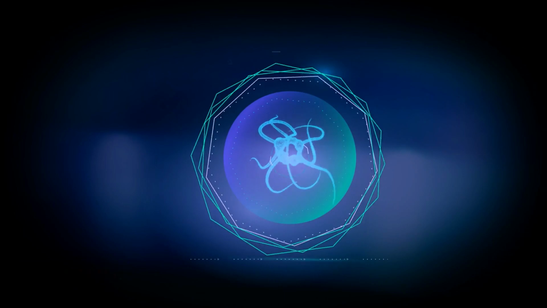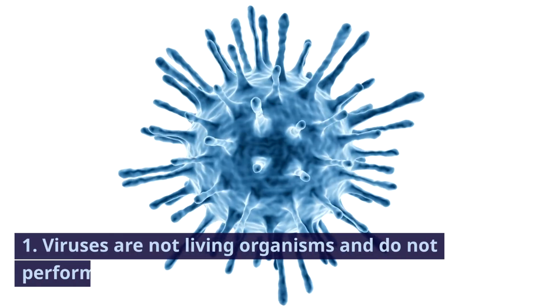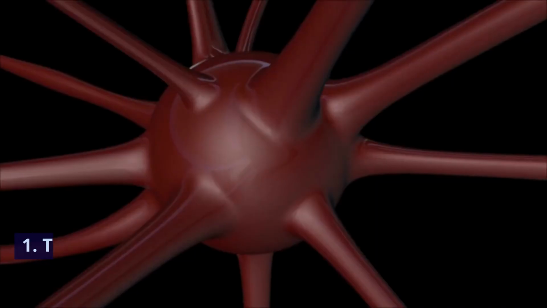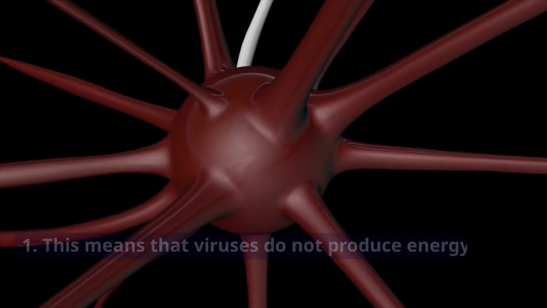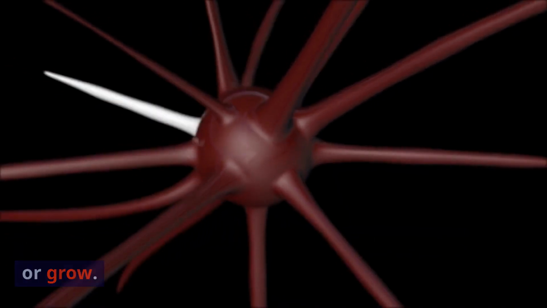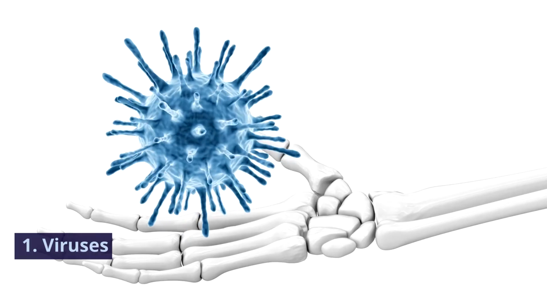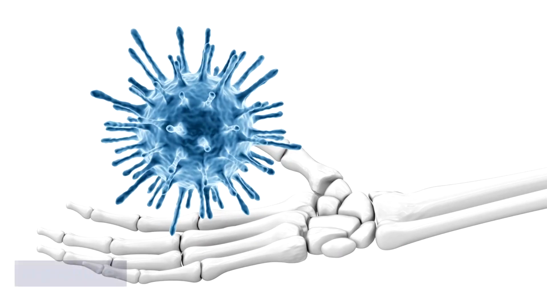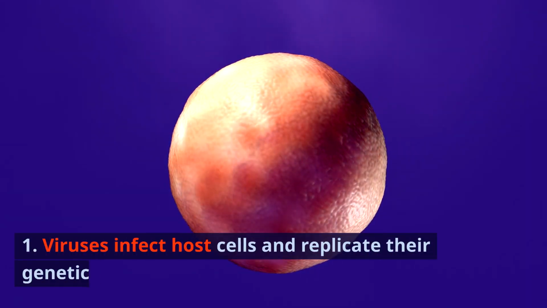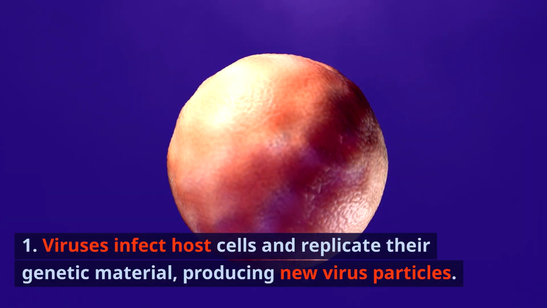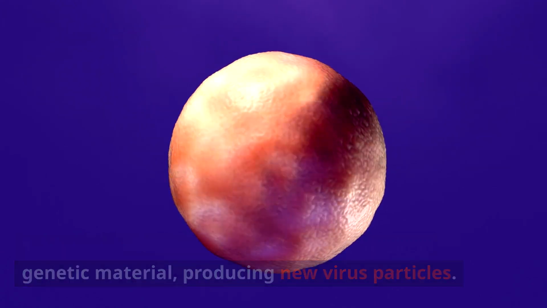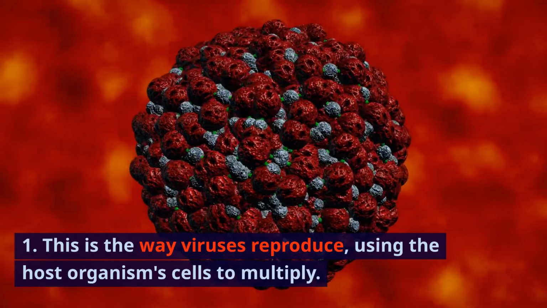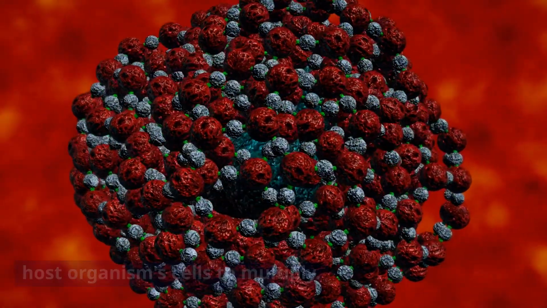Life status. Viruses are not living organisms and do not perform metabolic activities on their own. This means that viruses do not produce energy or grow. Reproduction. Viruses require a host organism's cells to reproduce. Viruses infect host cells and replicate their genetic material, producing new virus particles. This is the way viruses reproduce, using the host organism's cells to multiply.